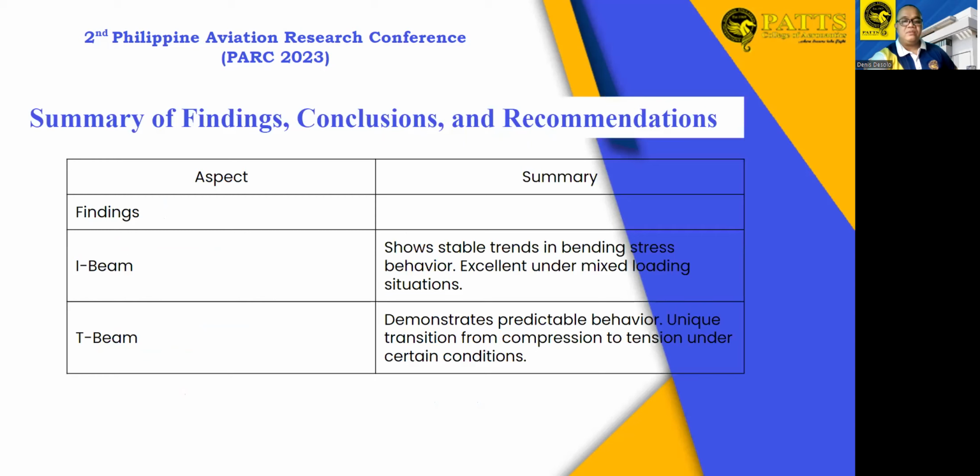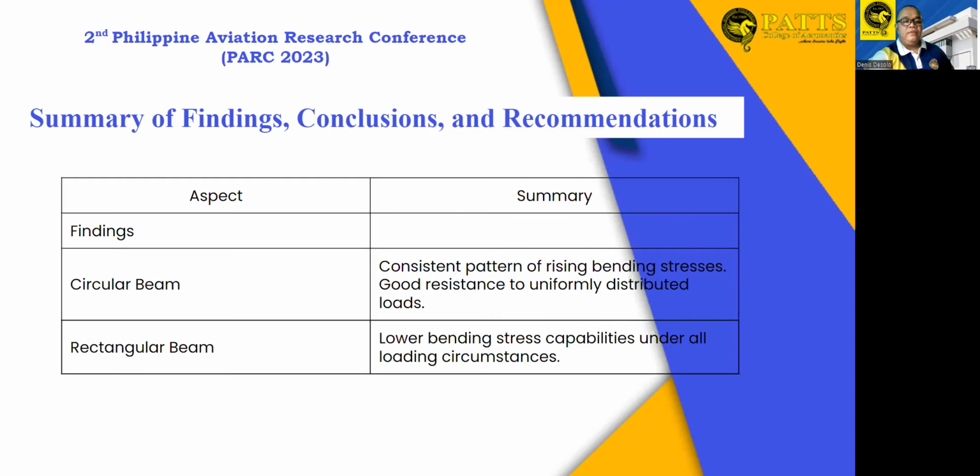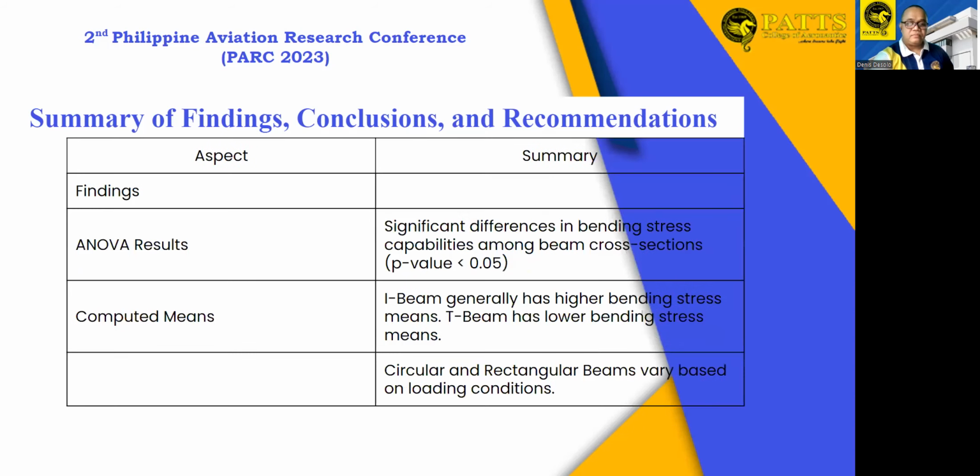Now, for the summary of findings, conclusions, and recommendations. For the findings, the I-beam shows stable trends in bending stress behavior. They are also excellent under mixed loading situations. T-beams demonstrate predictable behavior, with a unique transition from compression to tension under certain conditions. Circular beams are consistent with a pattern of rising bending stresses. They have good resistance to uniformly distributed loads. The rectangular beam has lower bending stress capabilities under all loading circumstances.